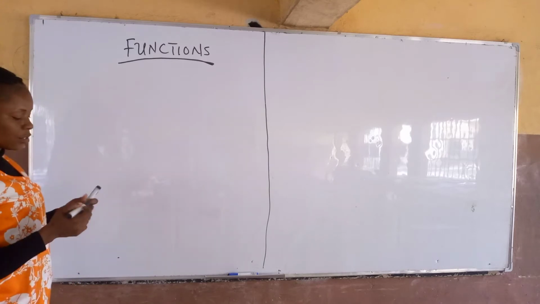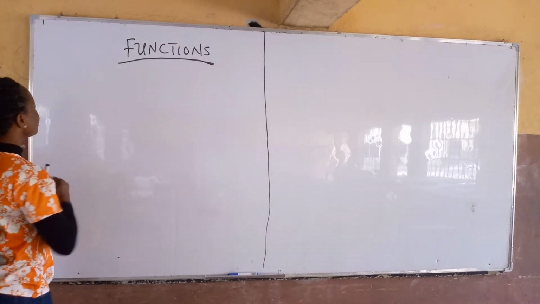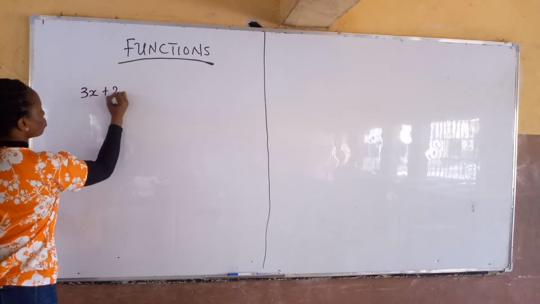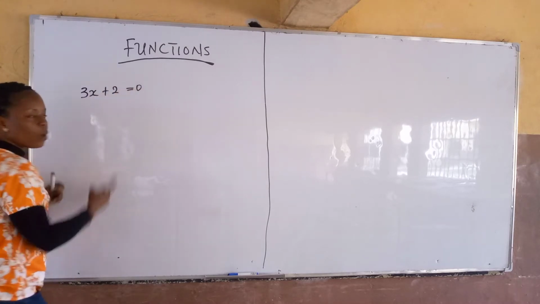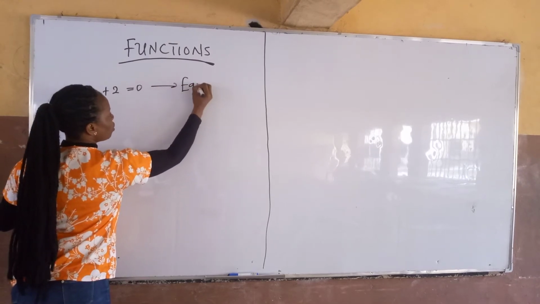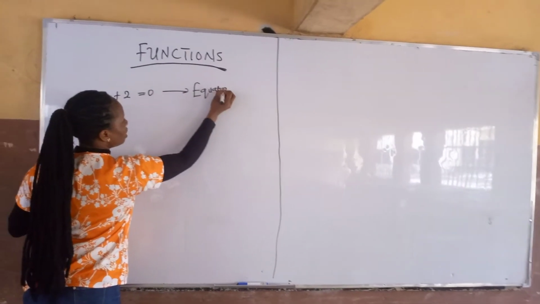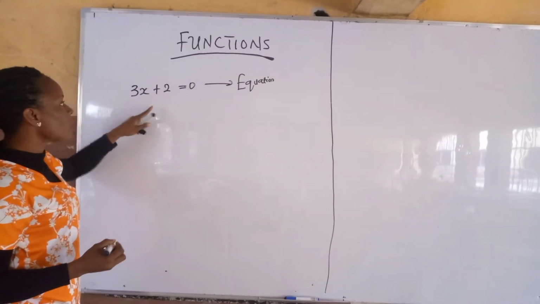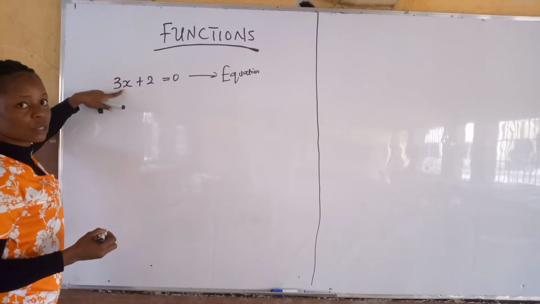We want to look at functions today. Let's consider this. If you have 3x plus 2 equals 0, you know this to be an equation, right? We call this an equation, because we have an unknown that we can always look for.